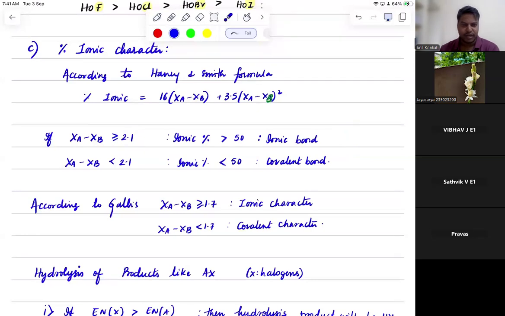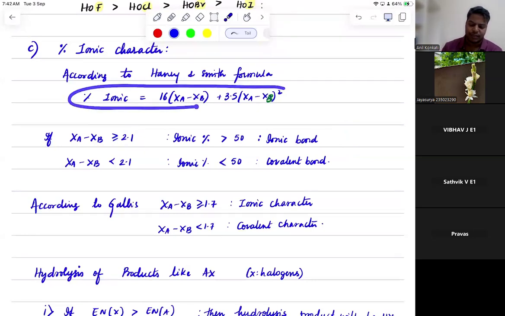I hope all of you understood, and please remember the Hannay and Smith formula.